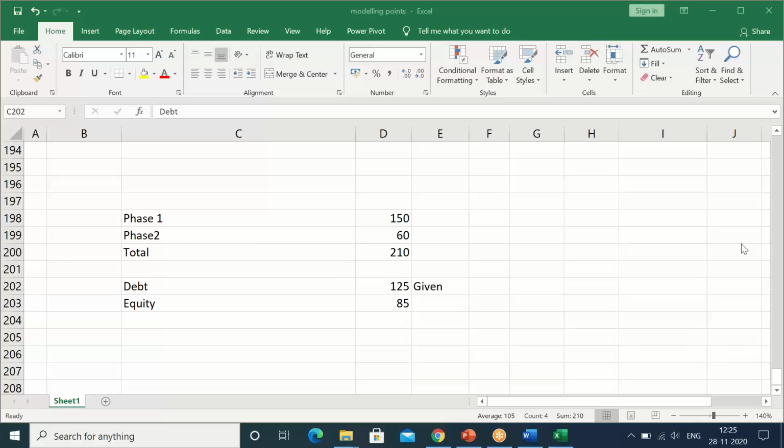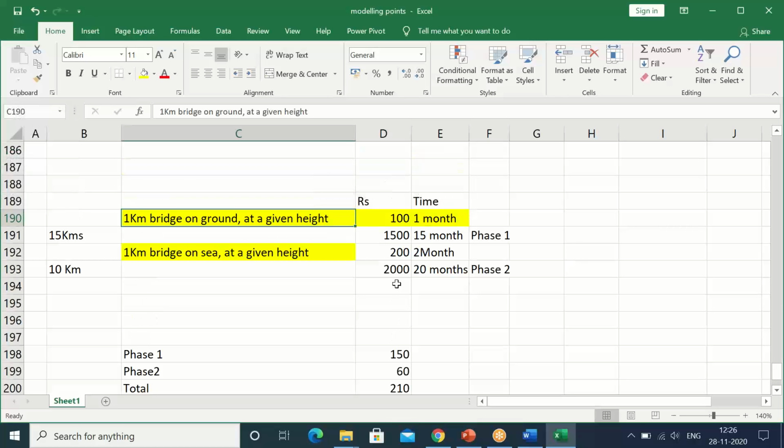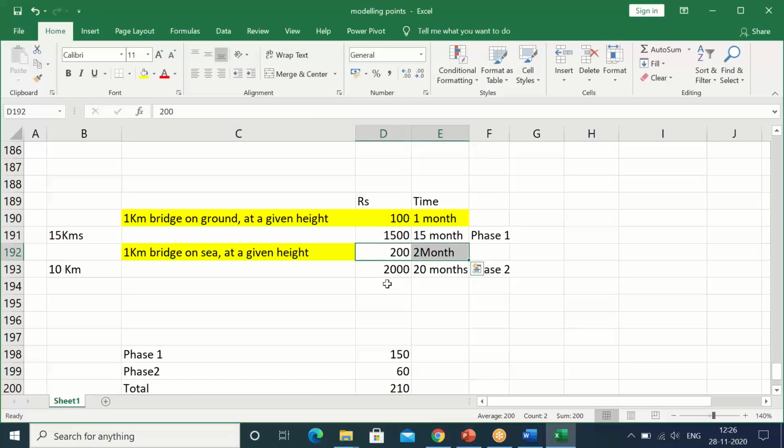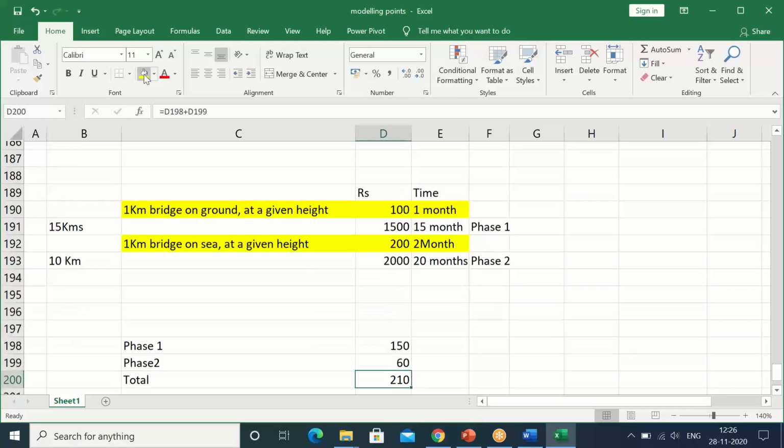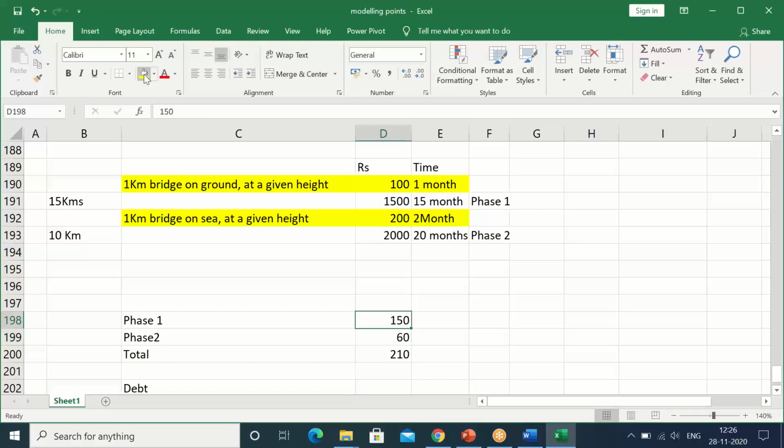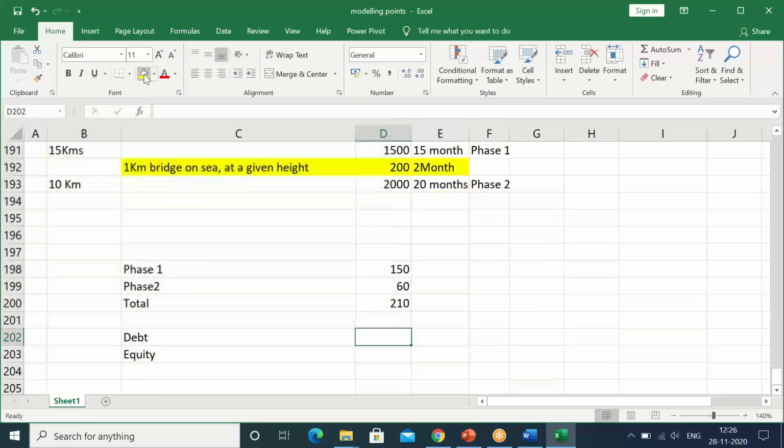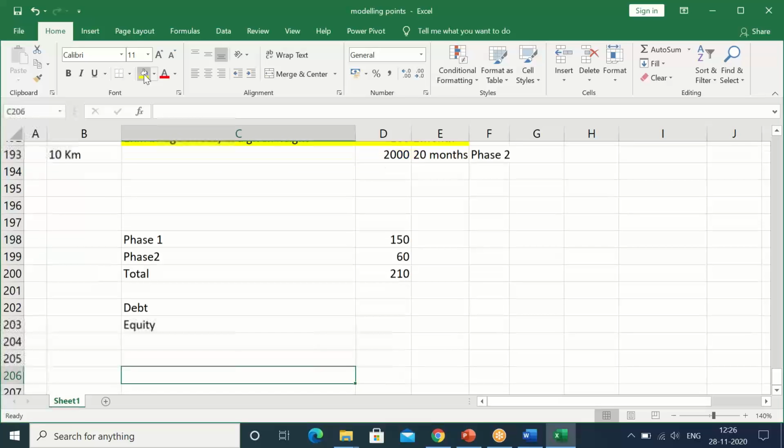Okay. Now this 125 is given, correct? But in the real world, this is not given. In the real world, when we did the computation, as I told you, only the information mentioned in yellow was given to us. What does this mean? We have got the total cost. Now how much debt and how much equity, as a financial analyst we have to decide and compute. How?